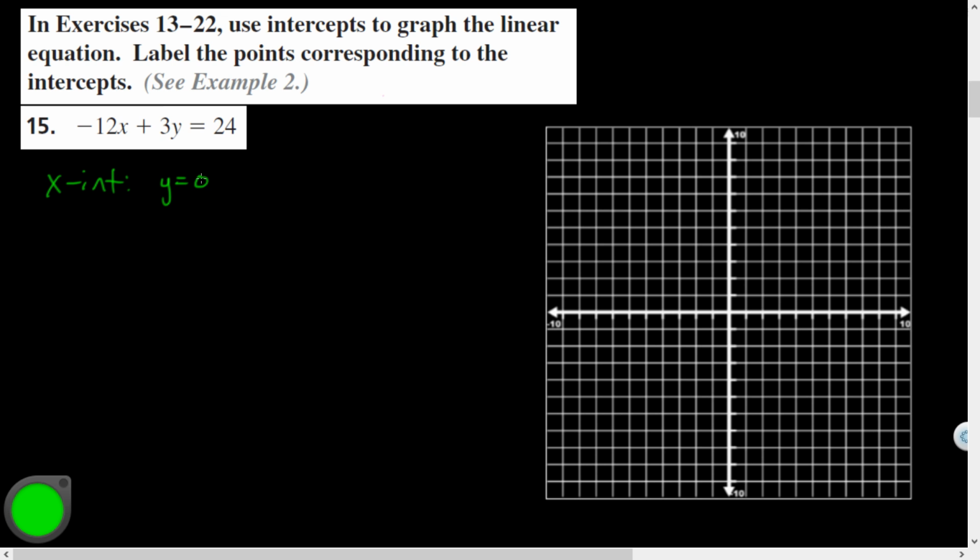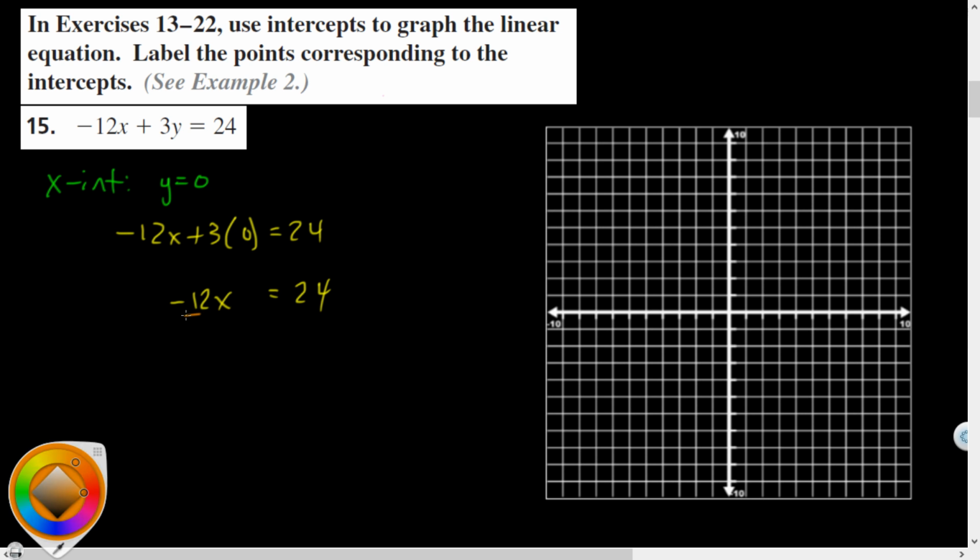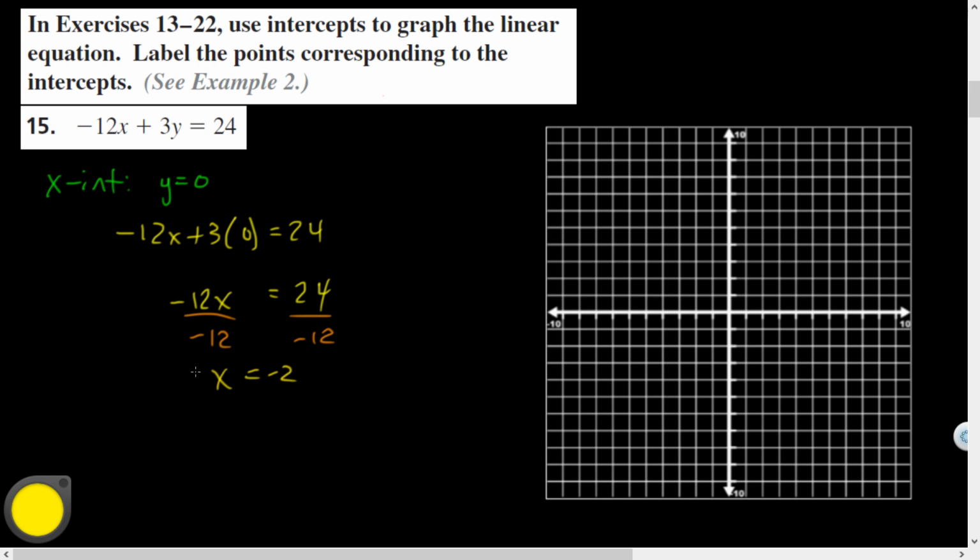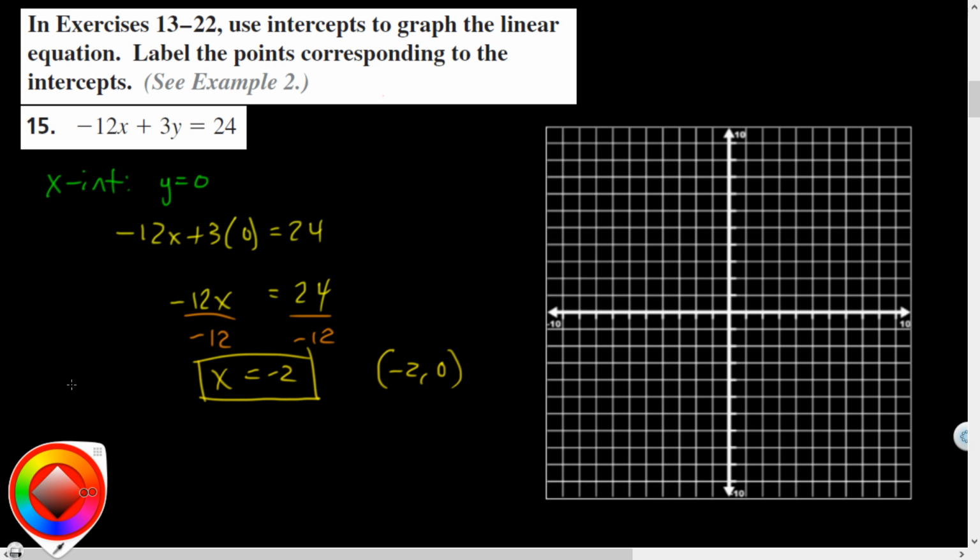So if I have y equals 0 in this function, I would get negative 12x plus 3 times 0 equals 24. That's negative 12x equals 24. Divide both sides by negative 12, and I would get x equals negative 2. So that is my x-intercept. Where I would plot that is at the point negative 2 comma 0, but the x-intercept we refer to as just the x-coordinate. To find the y-intercept, it's similar.